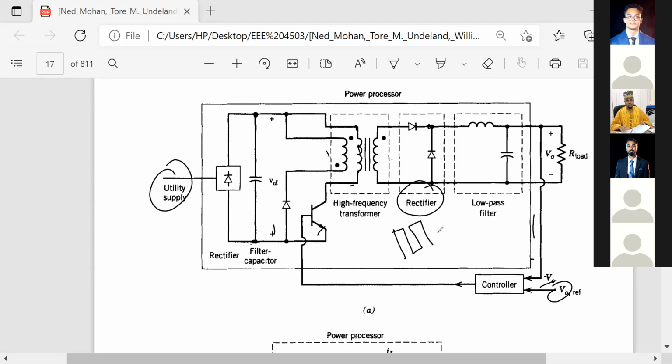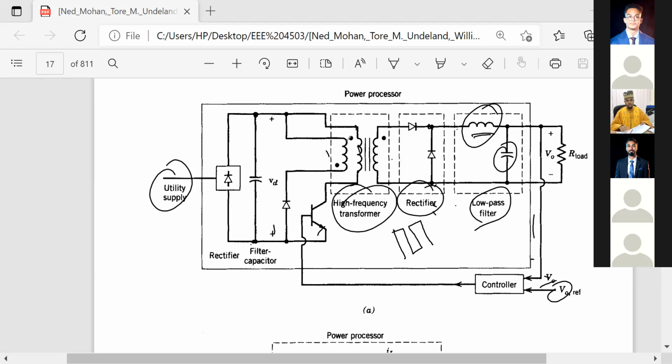We shall use another rectifier here, and at the output of the rectifier we can have the low pass filter. The filter element is not that heavy, as we used in the linear system, because we have already made the high frequency transformer.